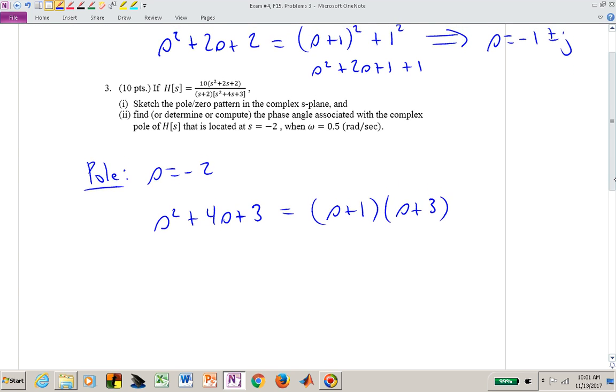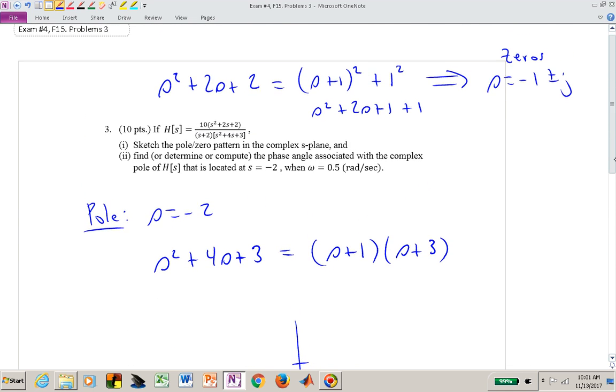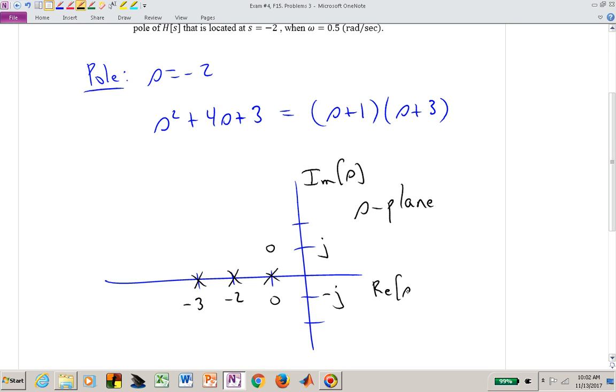Now we're ready to sketch our pole zero pattern. We have zeros at minus 1 plus and minus j1, and we have poles at minus 2, minus 1, and minus 3. And you might want to label some of these locations on your plot. But that's all there is to it in terms of the pole zero pattern associated with this transfer function.